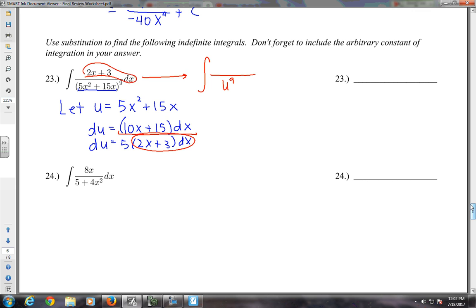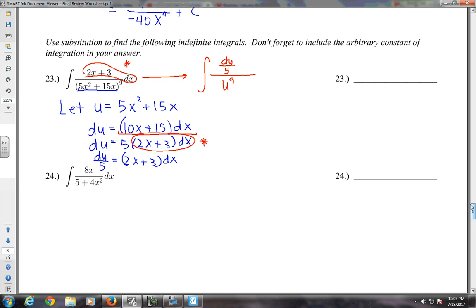This 2x plus 3 dx lives right here. Okay, so I'm going to replace that by a multiple of du. I want to make this side of my substitution statement look exactly like the leftovers in the integral. I can accomplish that by dividing both sides by 5. So du over 5 is 2x plus 3 dx. Okay? So I can rewrite that 2x plus 3 dx from the original integral now as du over 5.